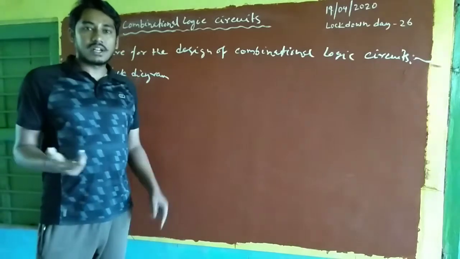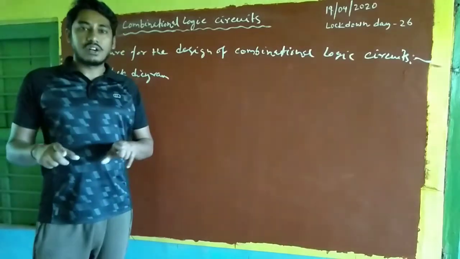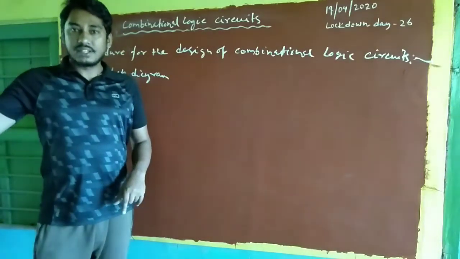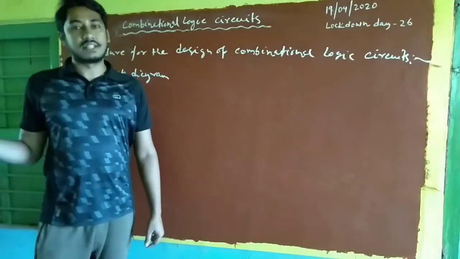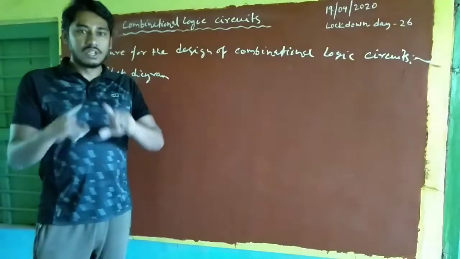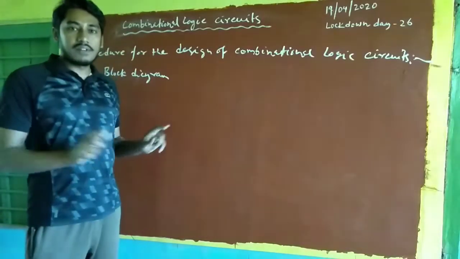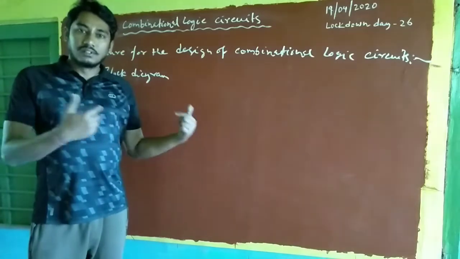Now what are the inputs here? A and B, and what are the outputs? Y, or we can represent it by S, that is summation, and C, that is carry. So two inputs, two outputs. We need to design the block diagram using this word description of the problem.